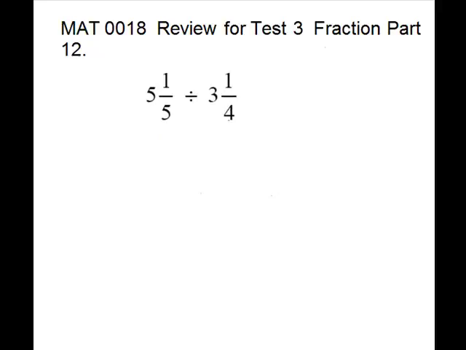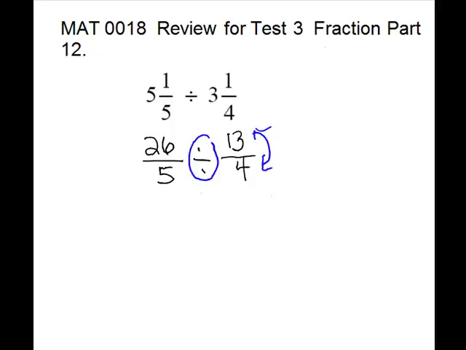Just like multiplication, you have to change to improper fractions first. So 5 times 5 is 25, plus 1 is 26 over 5. It's still division. 3 times 4 is 12, plus 1 is 13. Goes back over the 4. Right. For division of fractions, remember you change to multiplication and invert the divisor. So first fraction is going to stay the same. We're changing to multiplication. Second fraction is going to flip over.